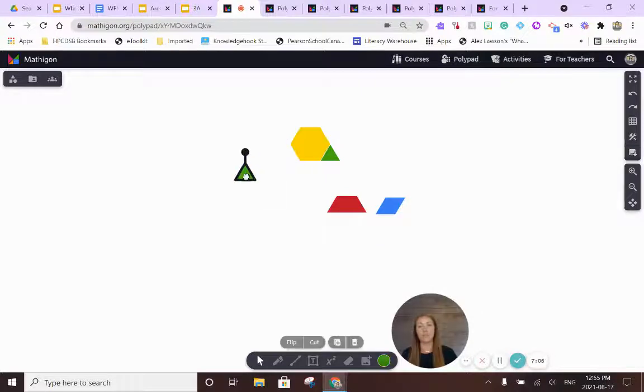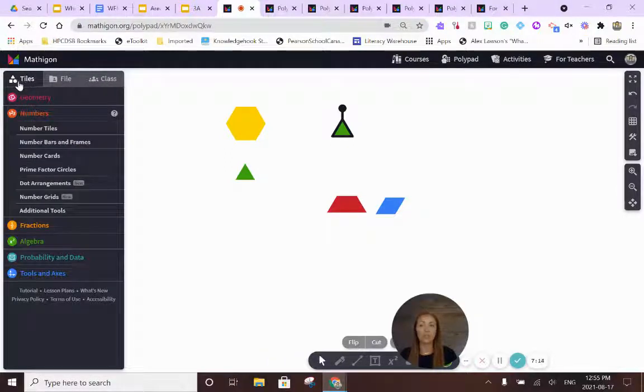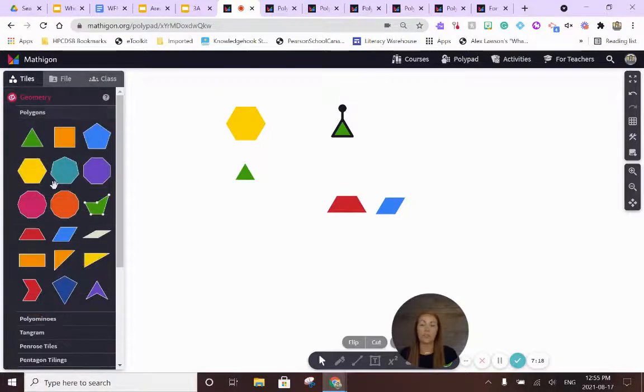So I gave students a blank canvas with just some of the pattern blocks that they're used to seeing in a classroom. In order to access these tools, we can click on tiles in the top left corner, and we can click on geometry. So we've got all of these different polygons here. Now you'll notice that we've got the yellow hexagon, the green triangle, the red trapezoid, and the blue parallelogram. So those are similar to what students would see in the math classroom.